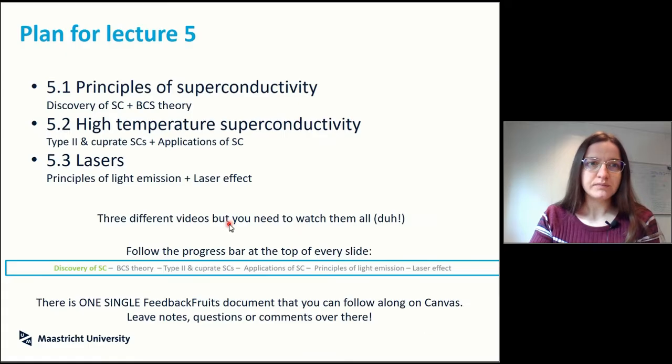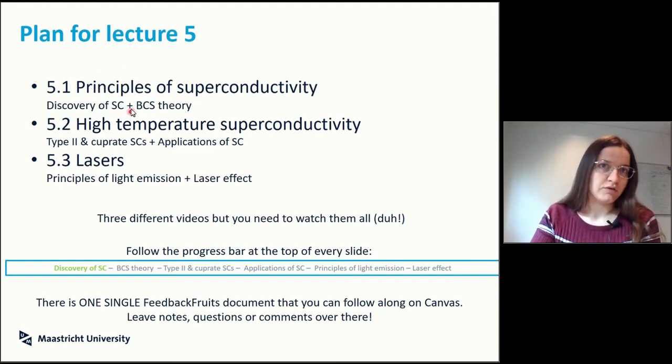The lecture is going to be divided in three parts, so three sequential videos that you need to watch in a smooth sequence. In the first one, we are going to talk about the principles of superconductivity, from the discovery to the explanation. And in the second part, we are going to discuss high temperature superconductivity and additional applications that you can have of superconductivity as a thing.